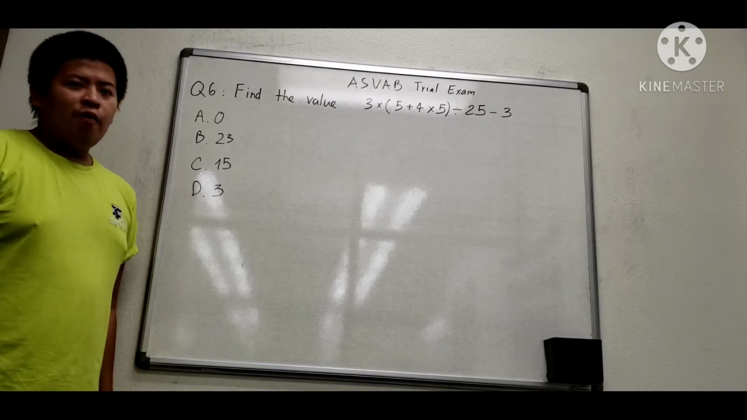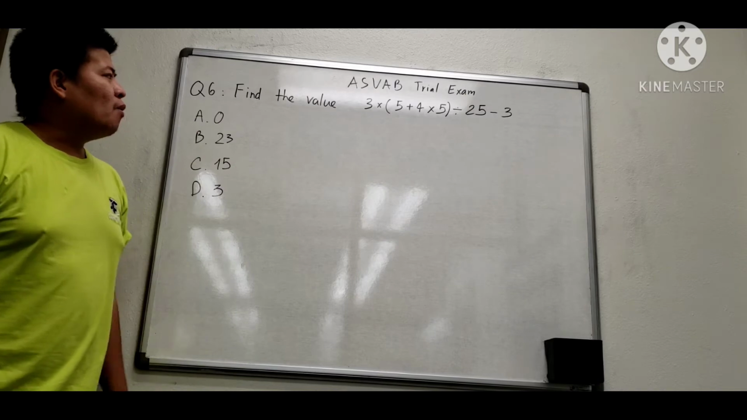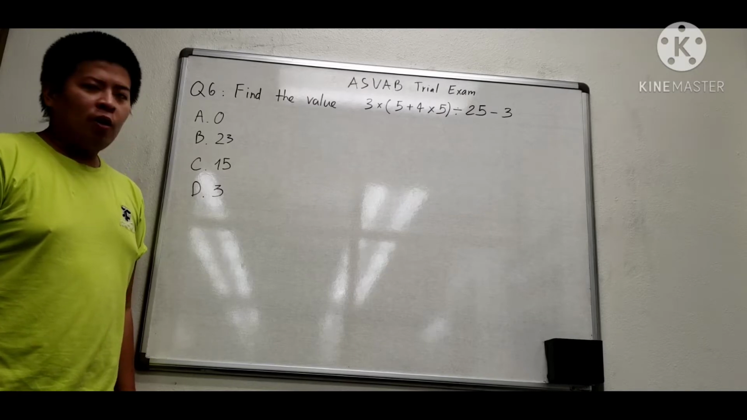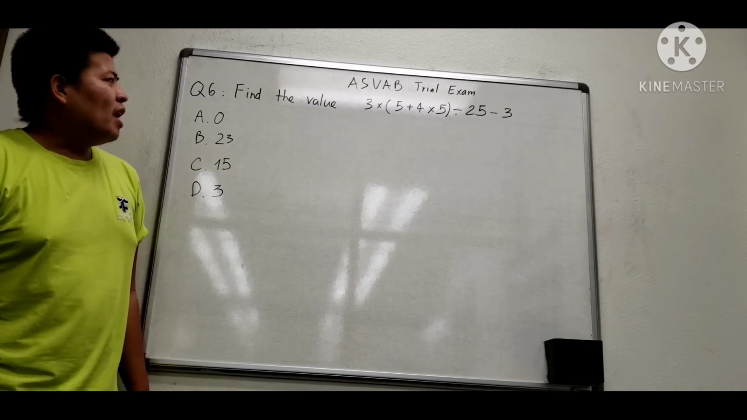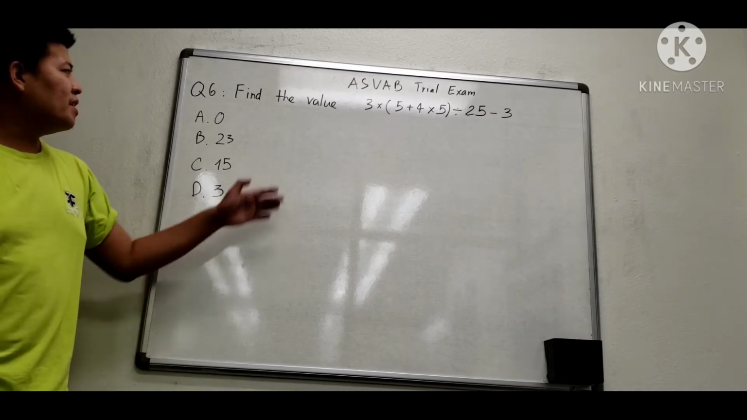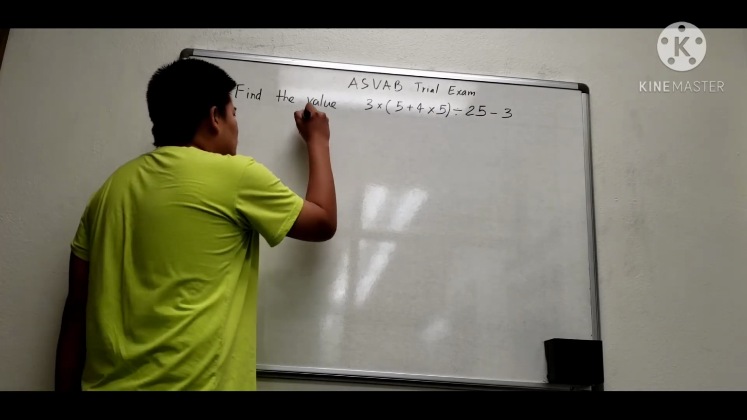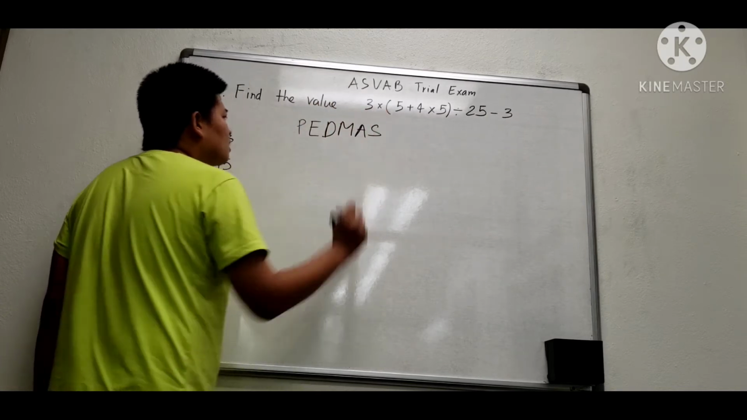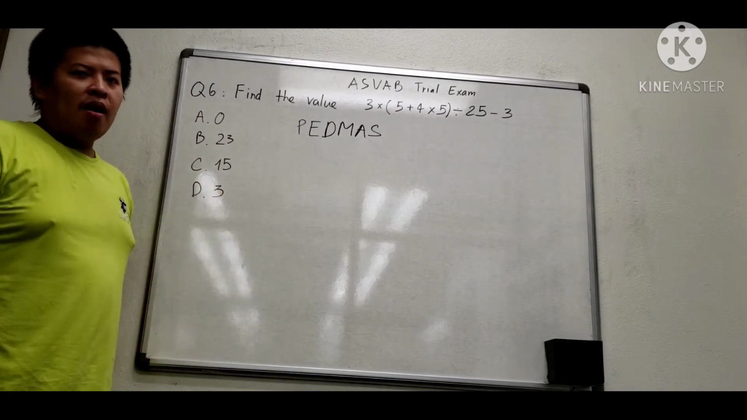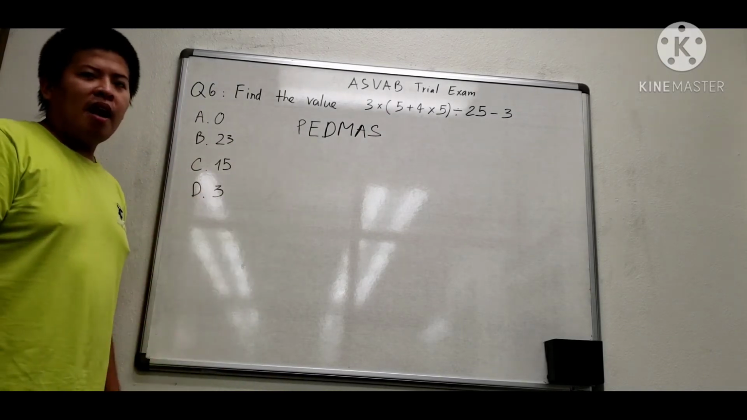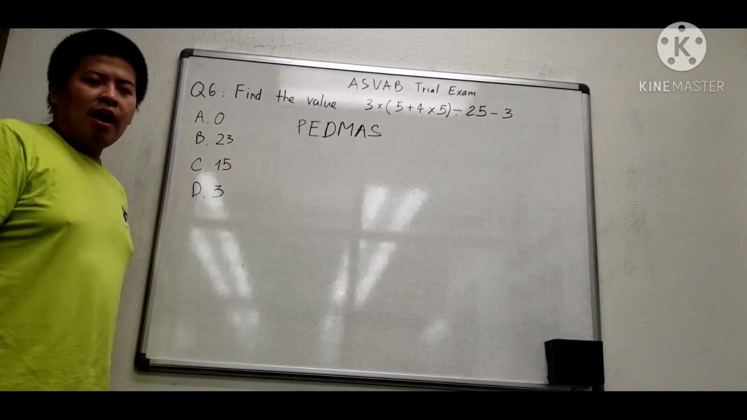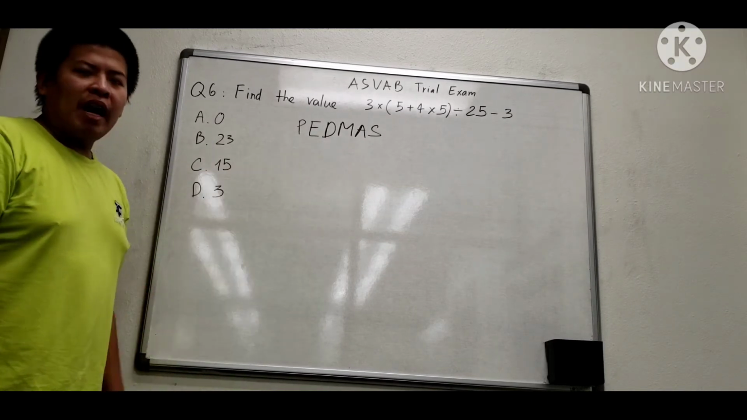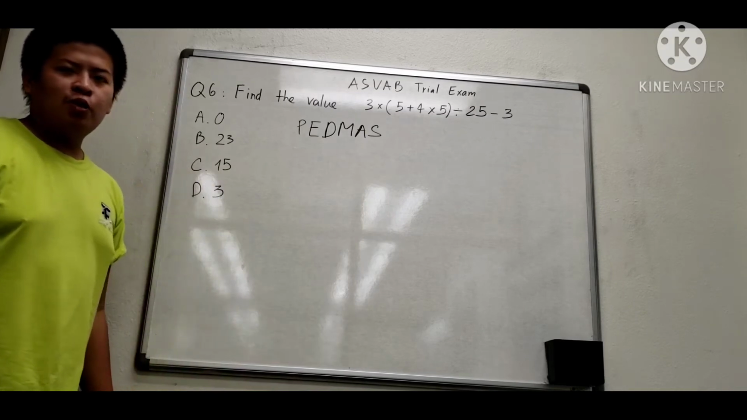Question number 6. Find the value of 3 multiplied by (5 plus 4 multiplied by 5), divided by 25, minus 13. In this question, we will apply PEMDAS. P is the parenthesis, E is exponent, D is division, M is multiplication, A is addition, and the last one, S, is subtraction.